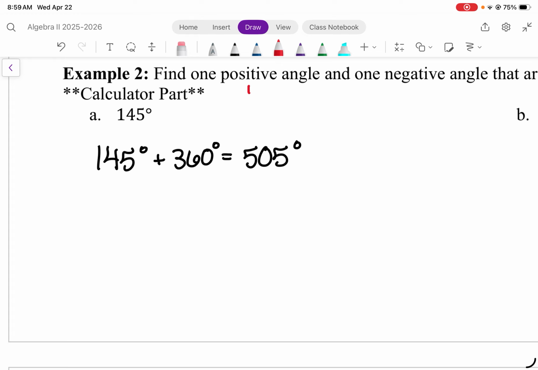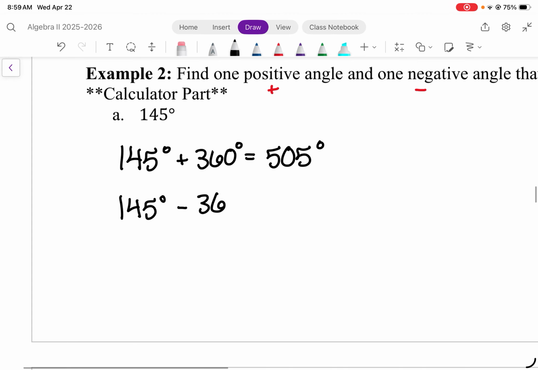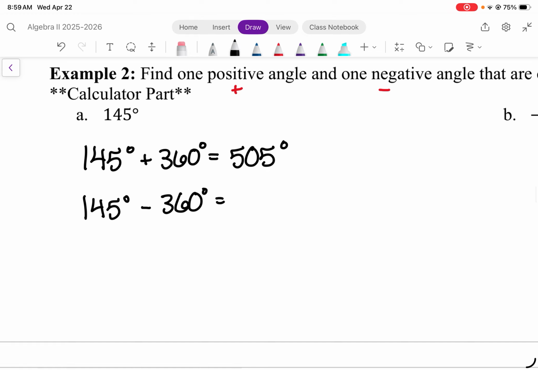I also need one negative angle. So to get to a negative, I'm going to start at the 145, but instead of adding, I'm going to subtract 360. And we'll see if that gets me a negative coterminal angle. And if you type that into your calculator, you would get negative 215 degrees. So that covers the requirements of a positive and a negative coterminal angle with 145.